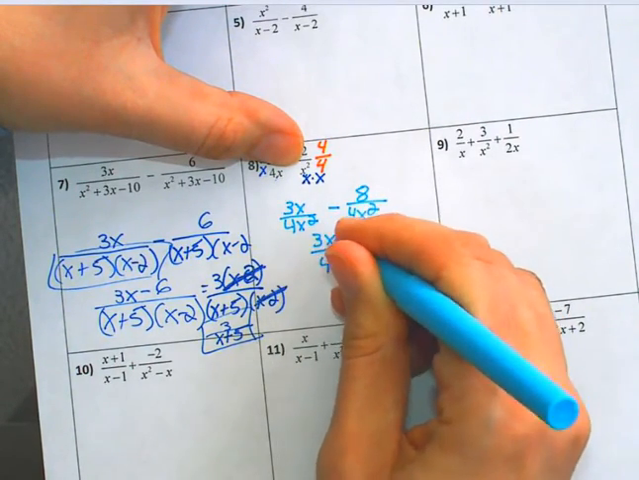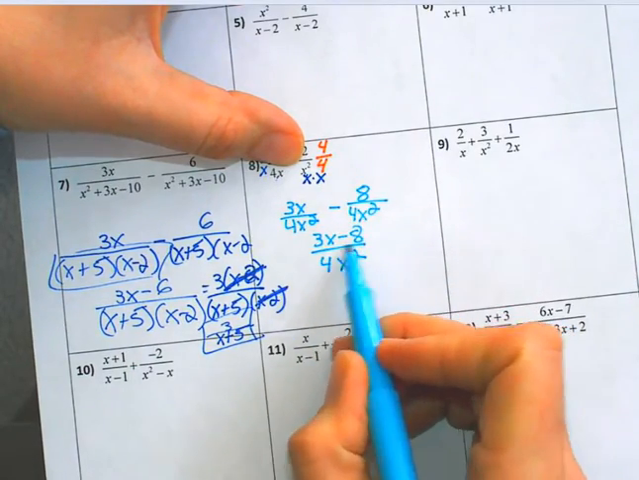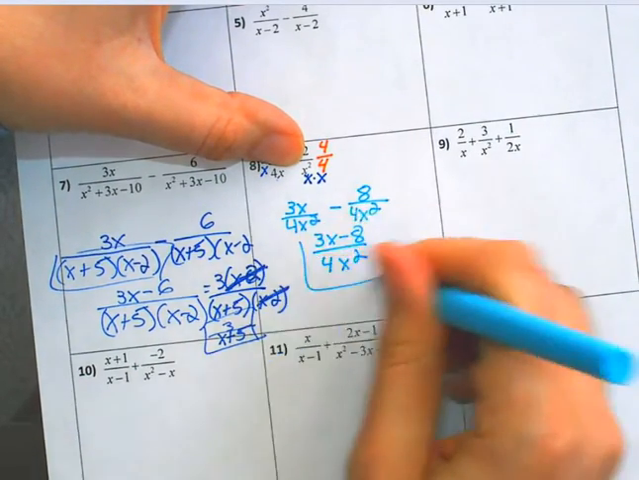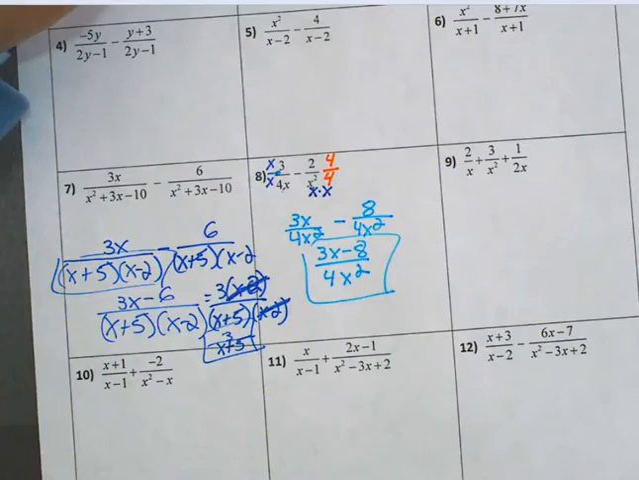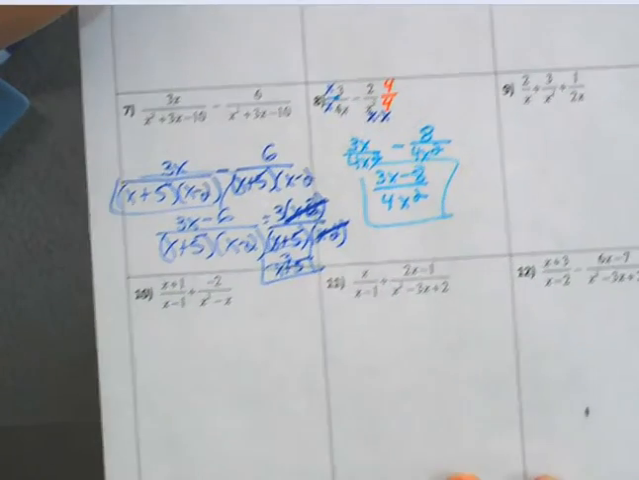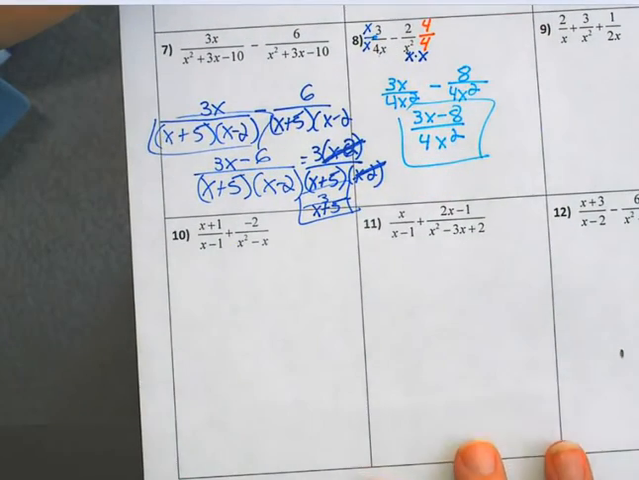3x minus 8. Is there anything I can factor out here? Nope. So that is your final answer. Okay, I'm going to go ahead and leave number 9 for you to try. Let's go ahead and go to number 10.